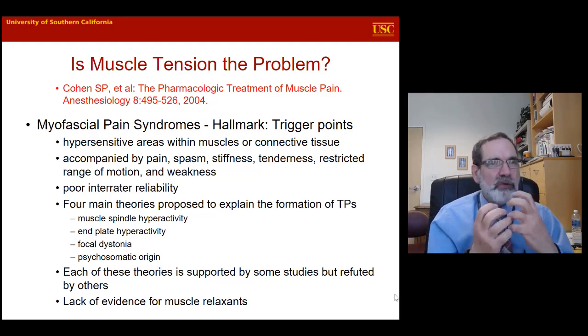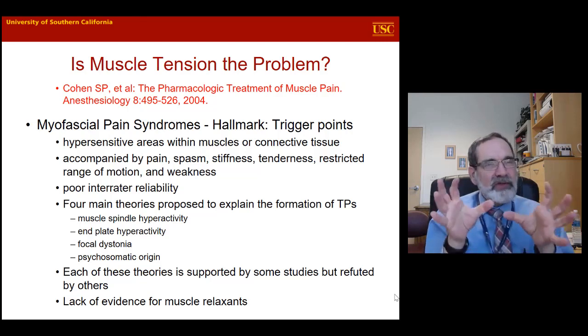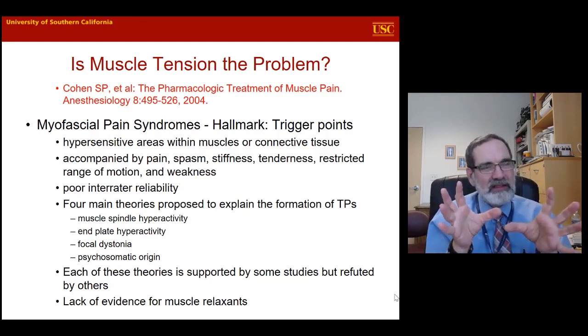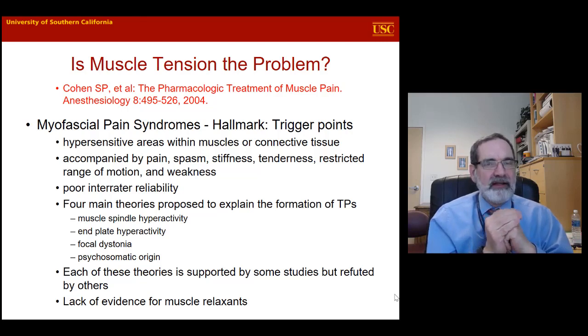The range of motion of that muscle is often reduced if you're able to examine that issue. And there may be weakness associated. The interesting thing is in studies, when we have examiners try to map out trigger points in patients, there's not a whole lot of inter-rater reliability in identifying trigger points.